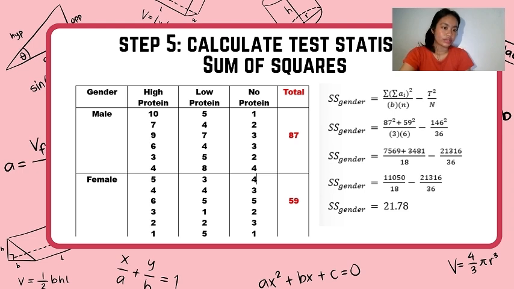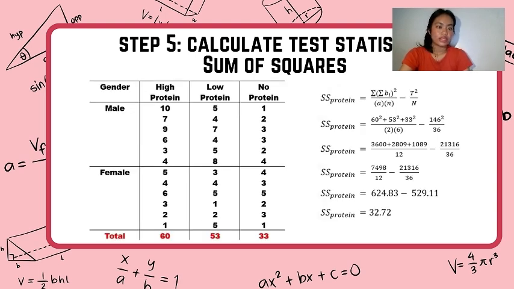You square both, divided by 3, the number of columns, and 6 because there are 6 sets of data. For male, there is 3. For female, there is another 3. Minus 146, the total of all this data, squared over 36. Then we get the gender. Then we continue to solve, and we will come up with 21.78.